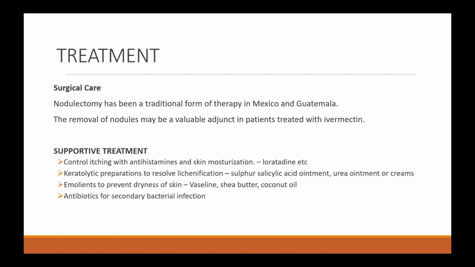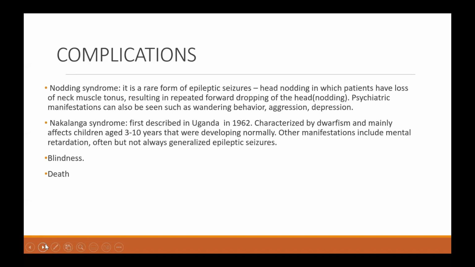So keratolytic preparations can help with the very thickened skin, the lichenification. So things that can soften and gently peel the skin, like sulfur salicylic ointment or urea ointments or creams. For the itching, you can give an antihistamine like loratadine to relieve the itching. And of course, to prevent dryness of the skin and reduce the effect of skin atrophy, emollients like Vaseline, shea butter, and coconut oil can be useful. And if there's evidence of infection, we also give antibiotics for a short period of time.